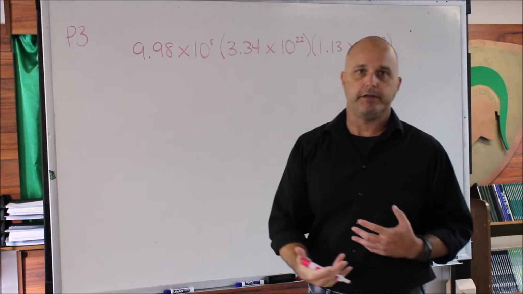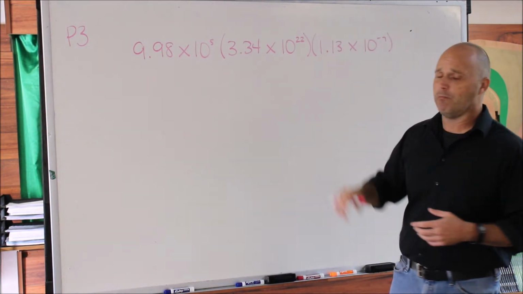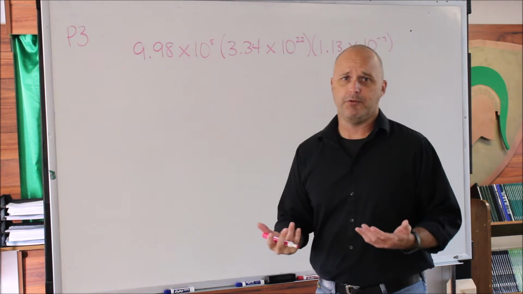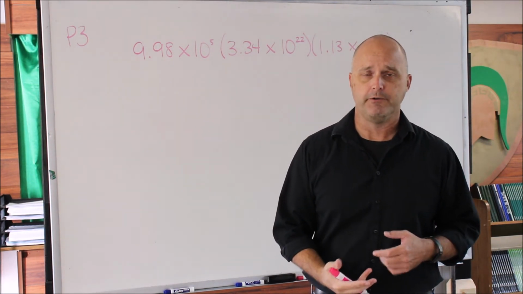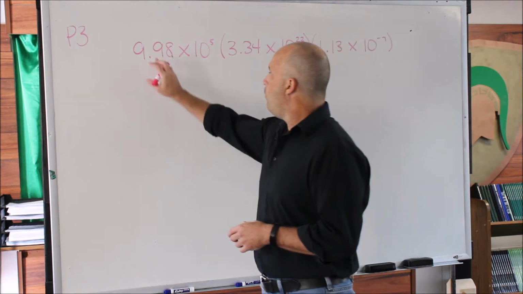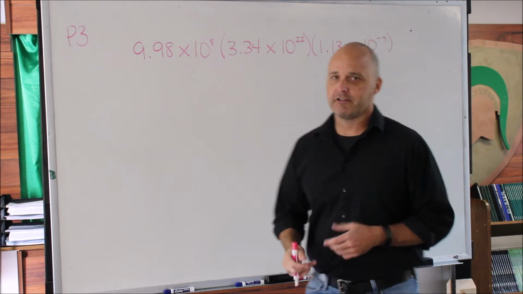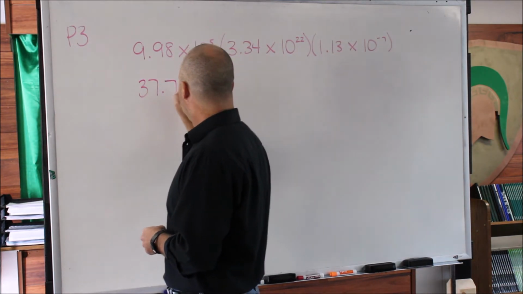Now, you're going to need a calculator for doing things like this. The 9.98, the 3.34, and the 1.13, you're just not going to be able to do that on your own, or it's going to take you a very, very long time. So you would use a calculator for something this complicated. When we multiply these together, we get approximately 37.7. So I'm going to go ahead and write that in.